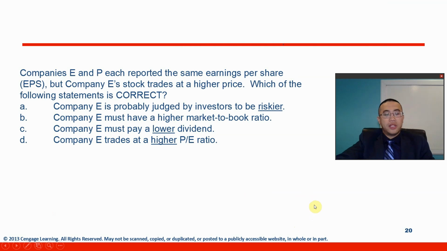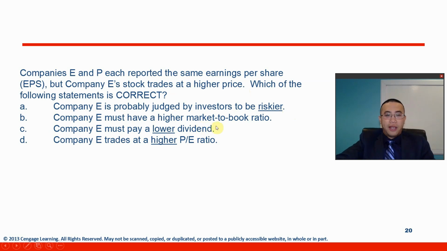All right, here is an example we can do together. We have a company E and a company P. They have the same PE ratio, they have the same earnings per share, and company E has a higher price. So which of the following is correct? A, company E is probably judged by investors to be riskier. Well, we cannot make this conclusion based on the information provided here, because a riskier stock usually gives a higher return, and we don't have that kind of information.